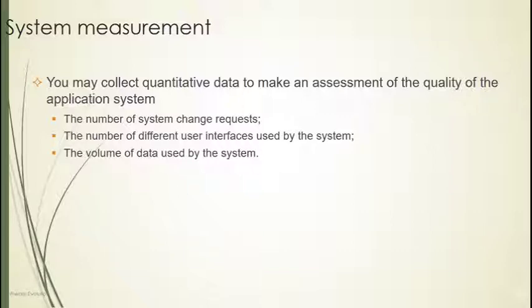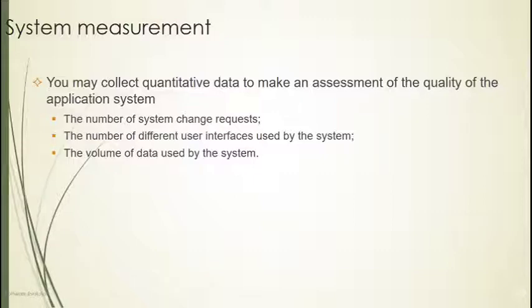On the number of system change requests: system changes usually corrupt the system structure and make further changes more difficult. So the higher this value, the lower the quality of the system. The number of system change requests has to be identified before making any changes to the existing system.